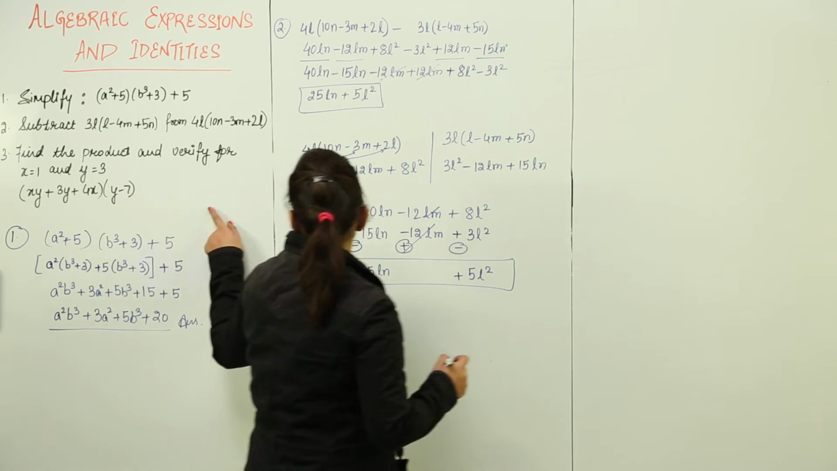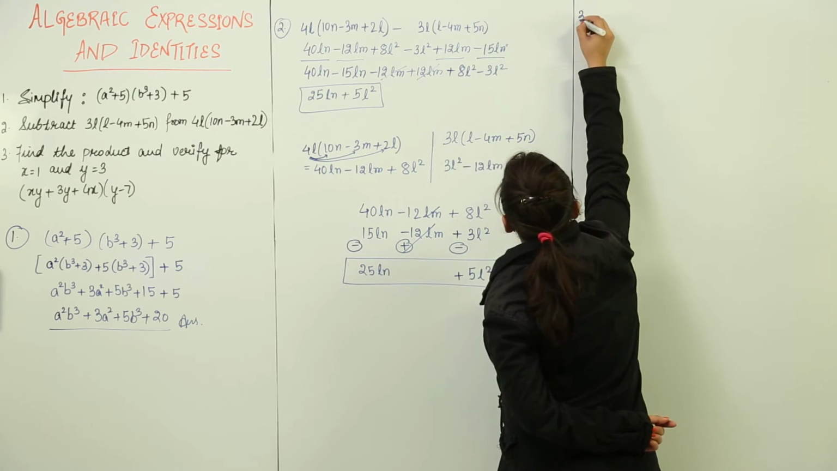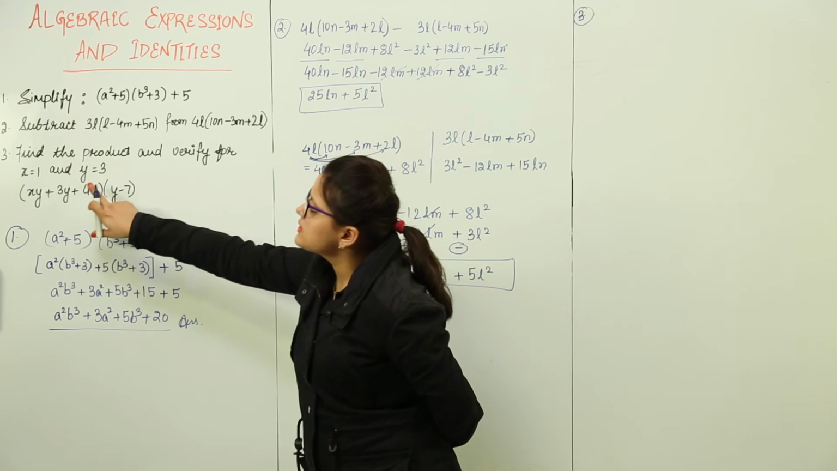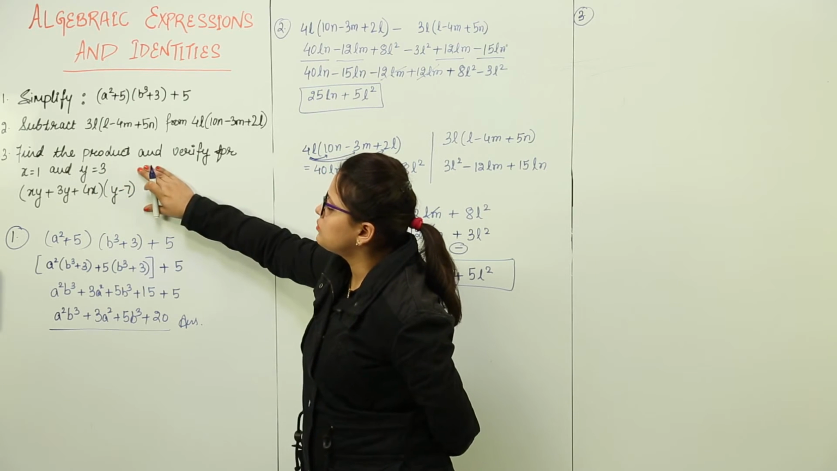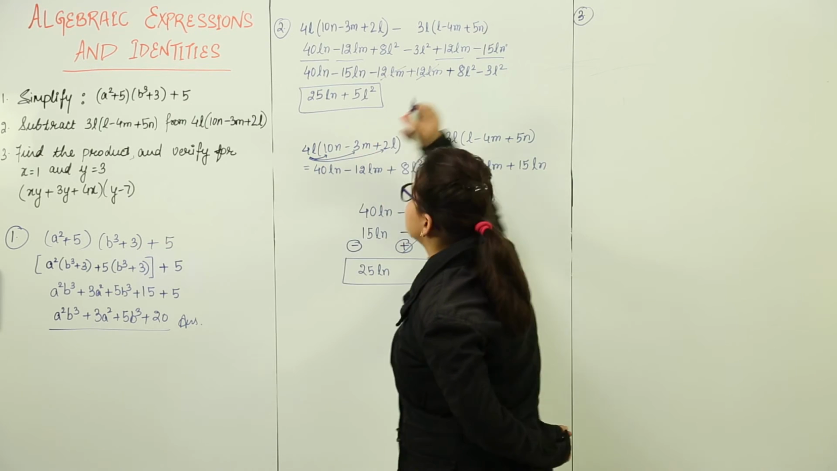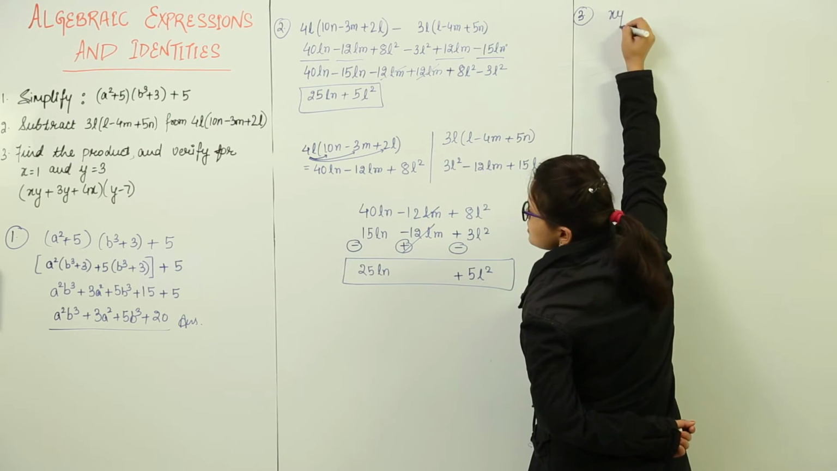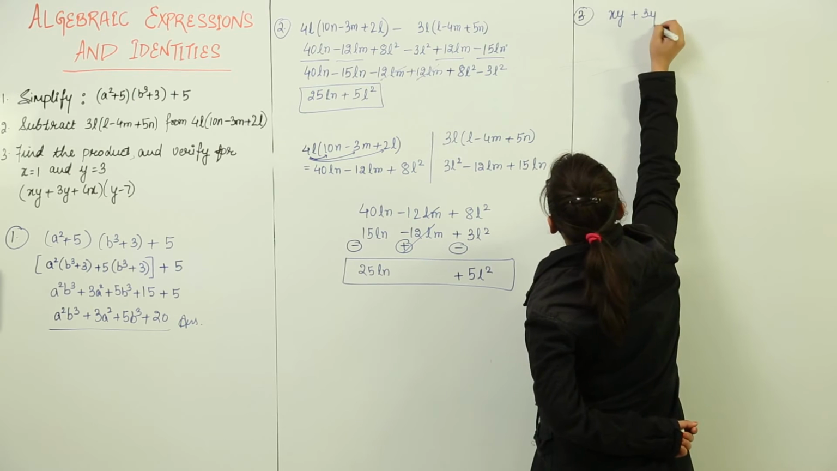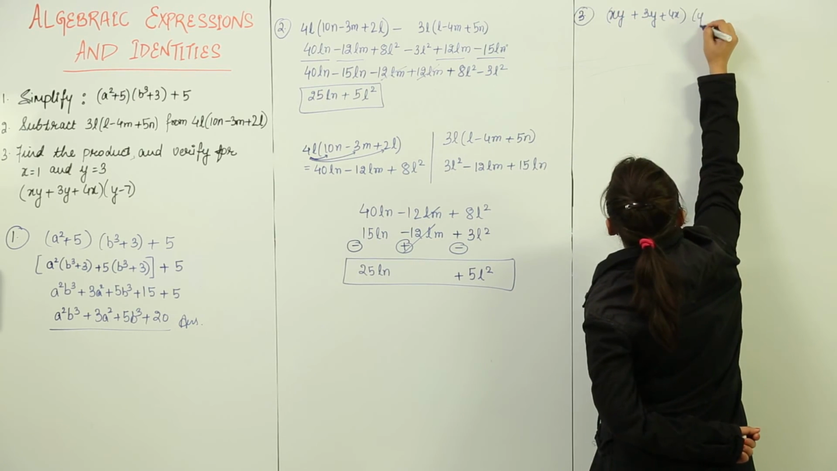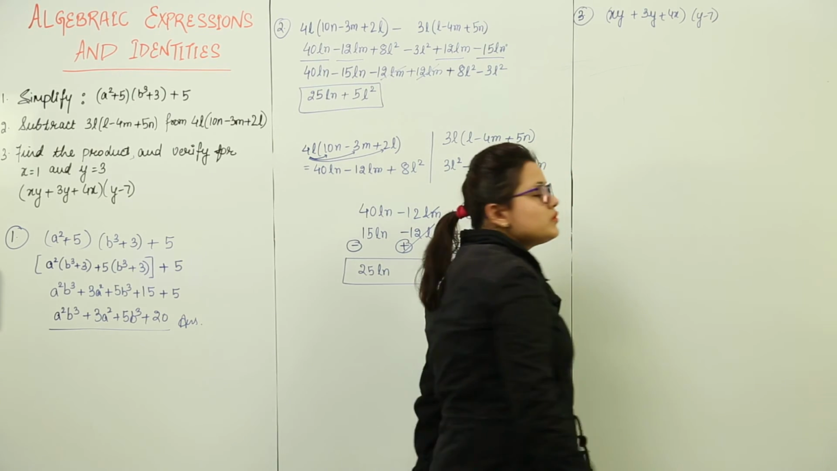Now the third question goes like this. The third question is, find the product and verify for x is equal to 1 and y is equal to 3. First of all, you do the first part, that is you have to find the product of this. Let us write the two expressions, xy plus 3y plus 4x, and the next term was y minus 7. How do we find the product?